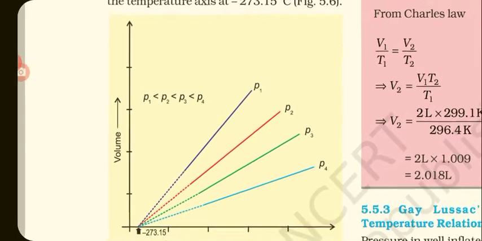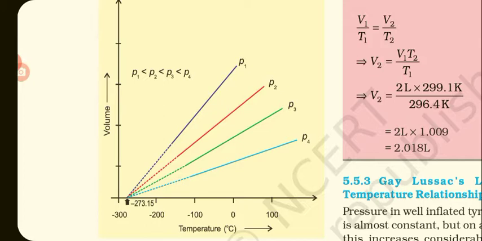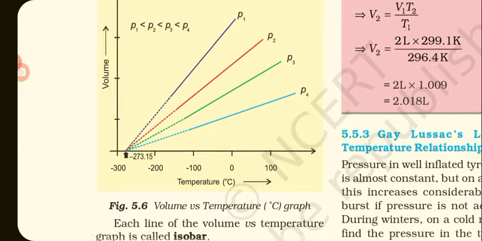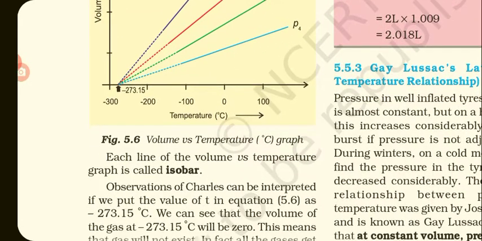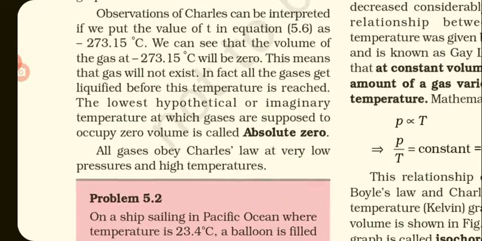5.6. You can see the diagram of graph between volume and temperature. Temperature is on the x-axis and volume is on the y-axis. So four graphs are shown for four different pressures P1, P2, P3 and P4, where P1 is less than P2 is less than P3 is less than P4. Each line of volume versus temperature is called isobar because it is drawn at constant pressure.